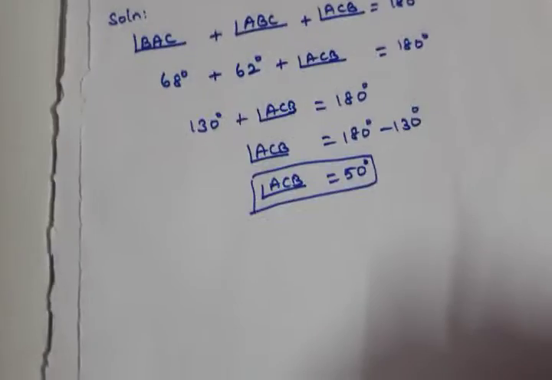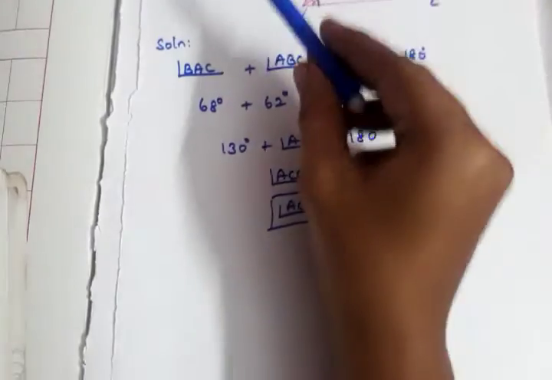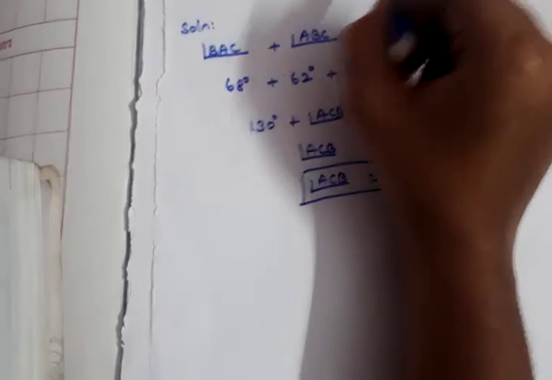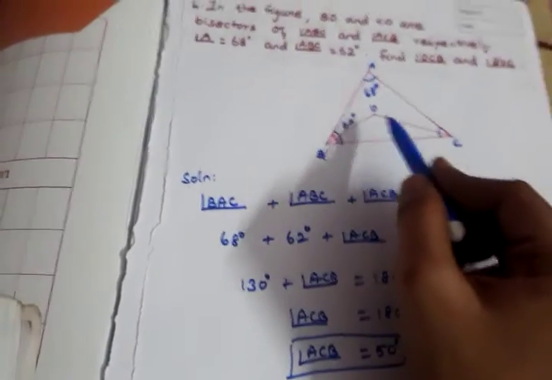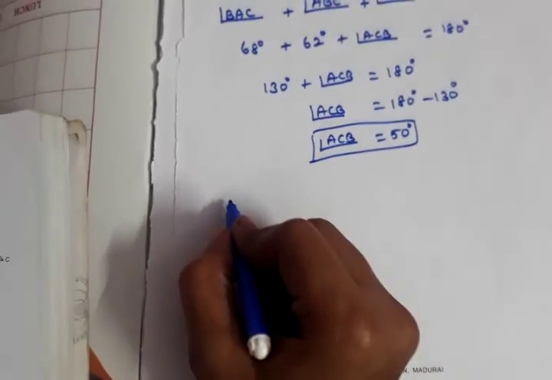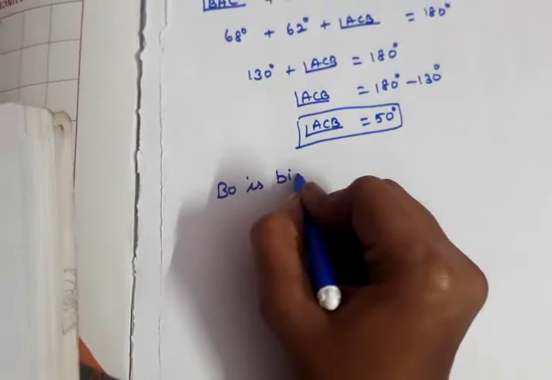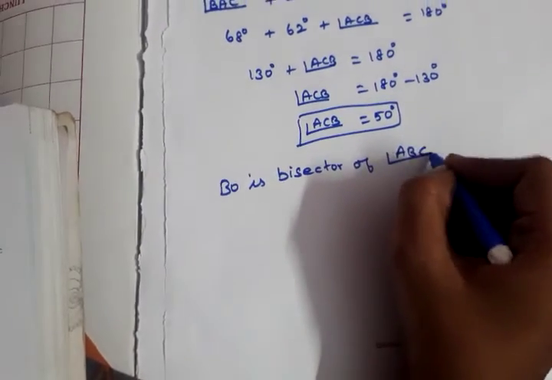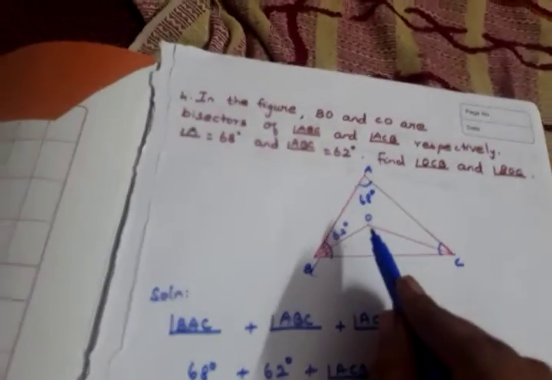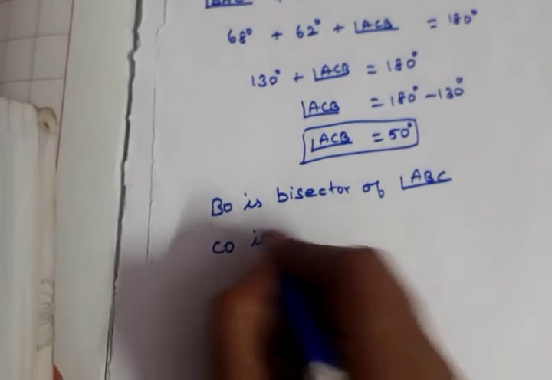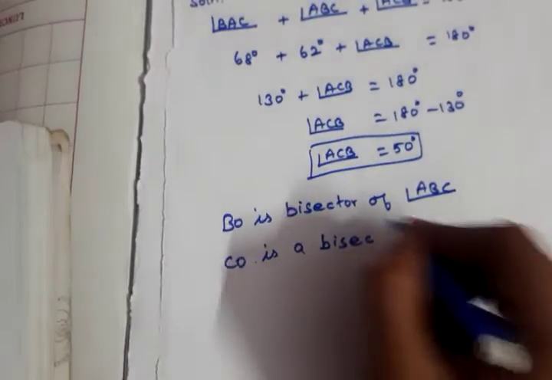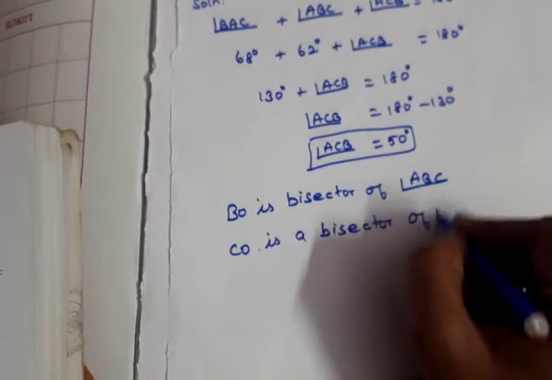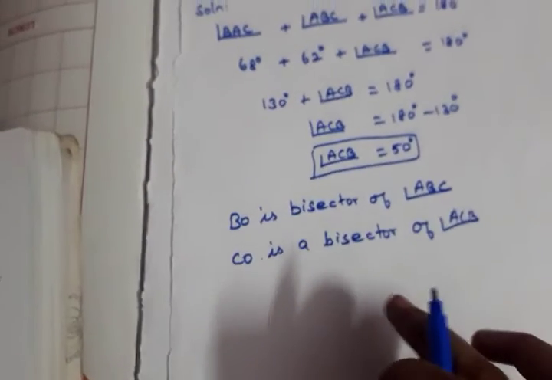Then next, BO is a bisector. Bisector means it splits the angle. So BO is a bisector of angle ABC, and CO is a bisector of angle ACB.